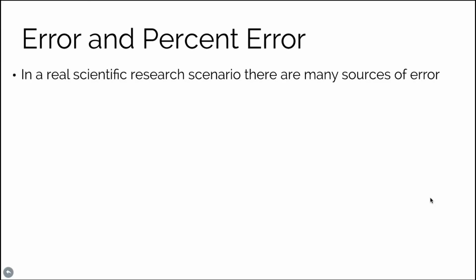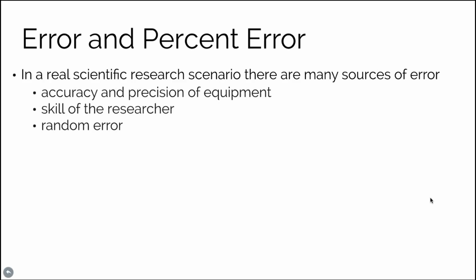And finally, we get to error and percent error. So it's asking a lot out of scientists for them to be perfect all the time. It's very difficult, and you probably won't get to be perfect all the time in a science lab. But in a real world scenario, there are still many sources of error, right? So we always rely on our equipment, if it's accurate and precise. We also rely on the skills of the researcher, how good they are at using the equipment, or how good they are at running the procedures.